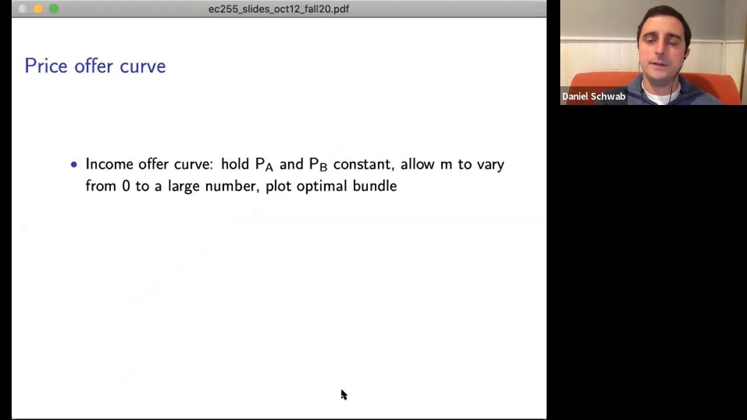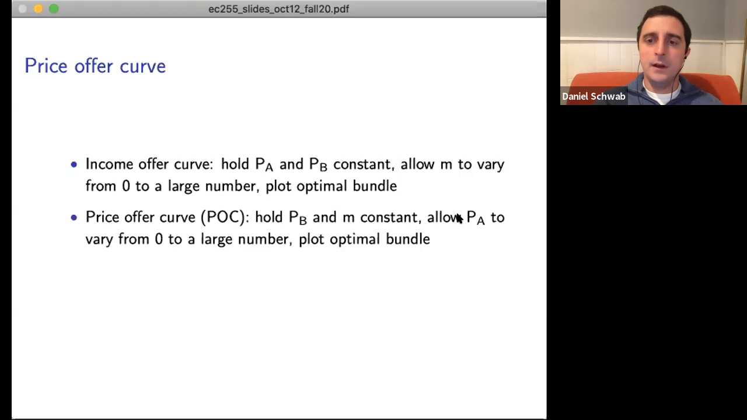So in the IOC, we hold the price constant and allow M to vary. What we do now in the price offer curve is instead hold the price of bananas constant, hold M also constant, and now change the price of apples. So the intuition behind this idea is to say, well, how would your optimal bundle change if we change the price of apples, right? So that's what we're going to see here with the price offer curve.